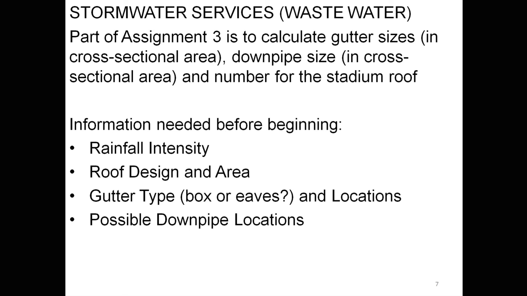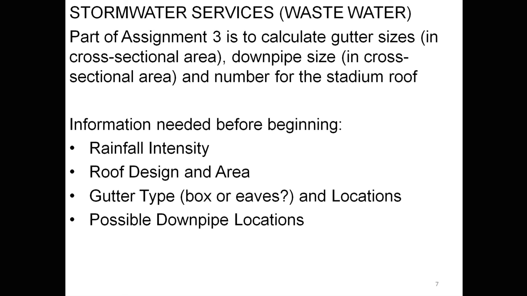The third thing we need to ascertain from the design is the type of gutter that we're going to have. There's two types of gutters. One is a box gutter, and one is an eaves gutter. Do we know what the difference between the two is? Anyone want to hazard a guess? Okay, no, it must be a bit early in the morning.